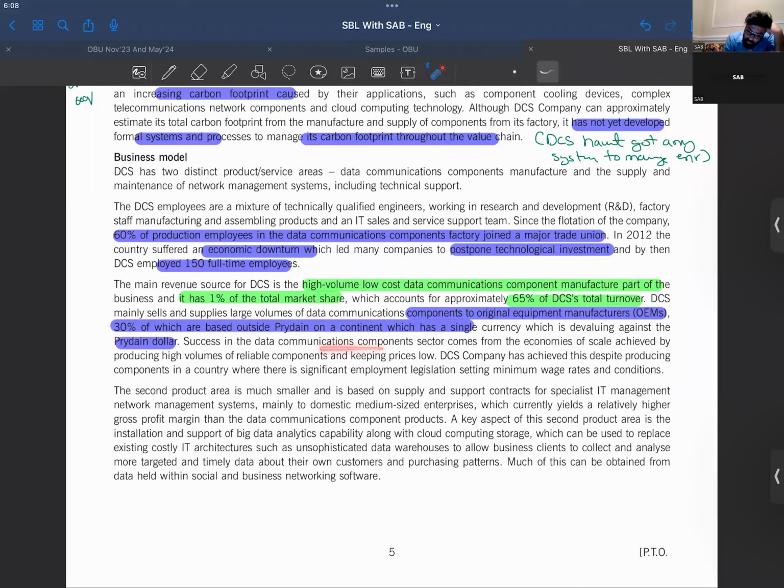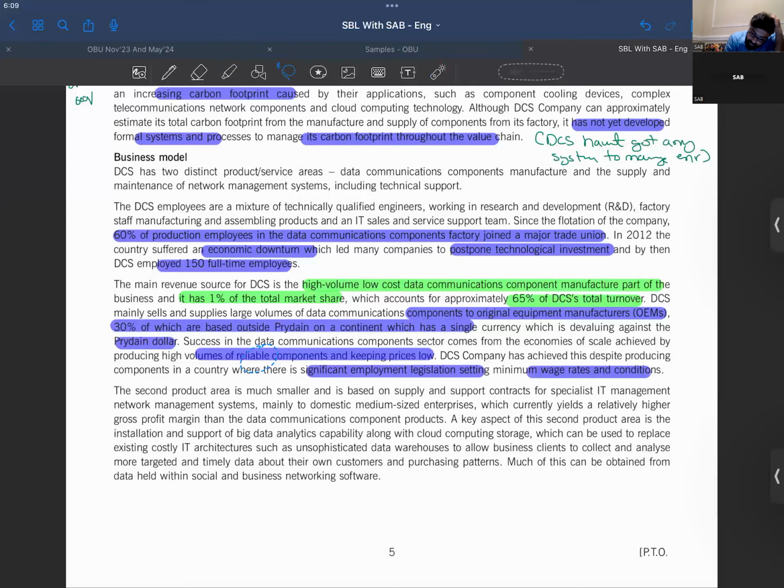Success in the data communication component sector comes from economies of scale achieved by producing high volumes and keeping prices low. DCS company has achieved this despite producing components in a country where there's significant employment legislation. So there is employment legislation, minimum wage rates, but still we have been successful in keeping our prices low.